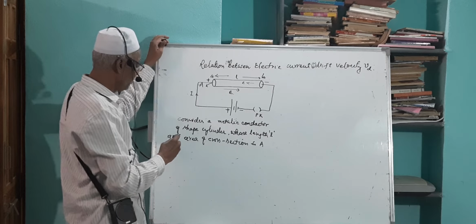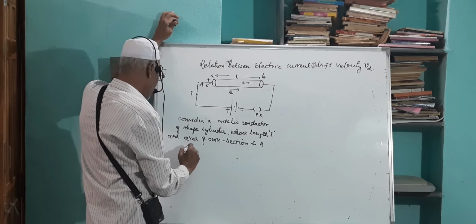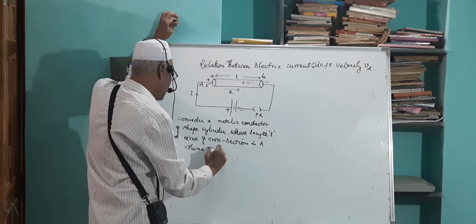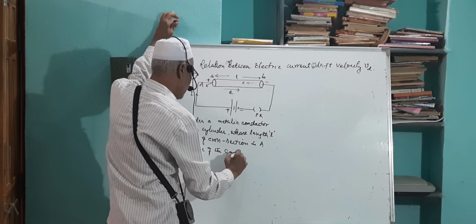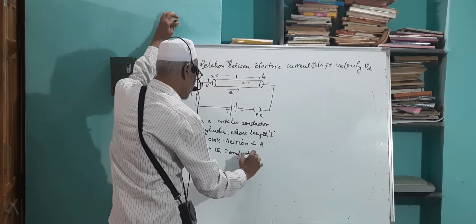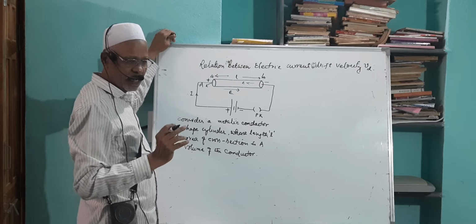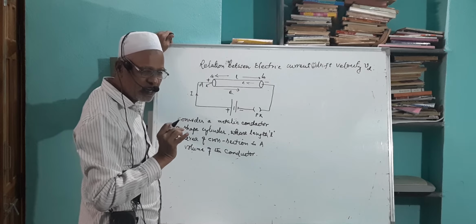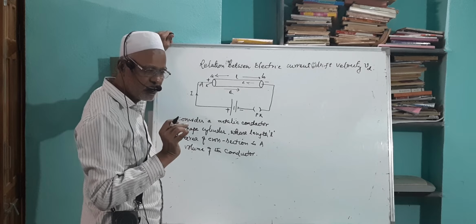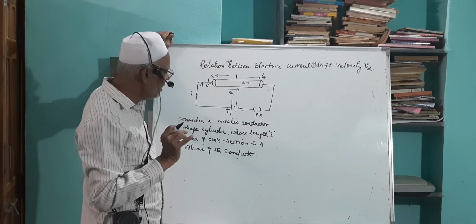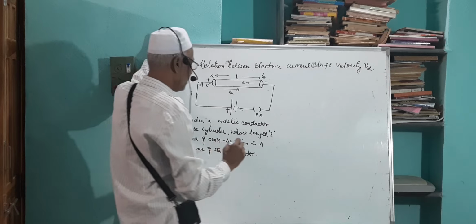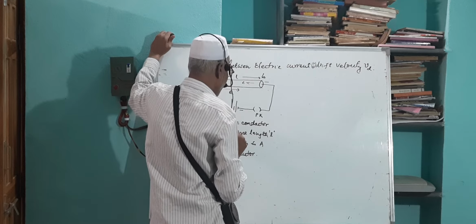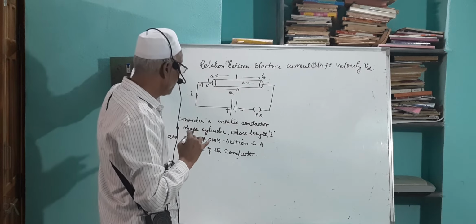Volume of the conductor. As you know, the conducting rod looks like a cylinder. It is the shape of a cylinder. The volume of the cylinder, as you know, is length into cross-sectional area, which gives the volume of the conductor.